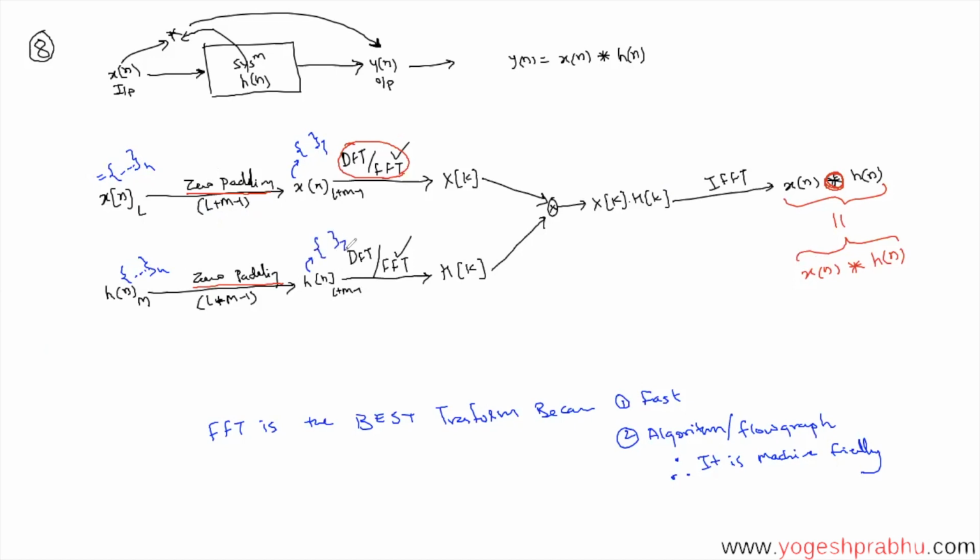Now you find the DFT or FFT of the length 7 sequences, and you still get X of k and H of k. Then you multiply them and take an inverse transform. You get x of n convolved with h of n. The answer is supposed to be circular convolution, but it is the same as the linear convolution. That's the effect of the padding that we did.